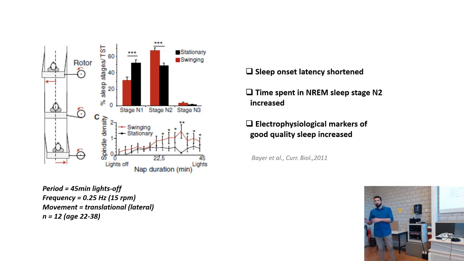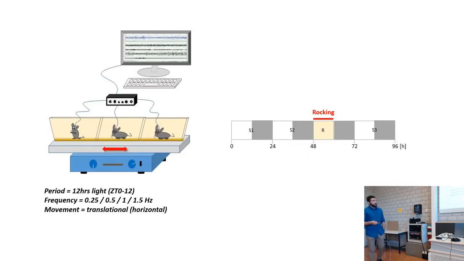However, 2011 was the first successful study on the effects of rocking on sleep in adults. This was done by our collaborators in Geneva, where they showed that in a nap protocol, so 45 minutes of nap during the day, when you rock people laterally at a very low frequency, 0.25 hertz, people fall asleep faster, they sleep longer, and the electrophysiological markers of good quality of sleep are increased. So the question is, how does this happen? And that was our question, basically.